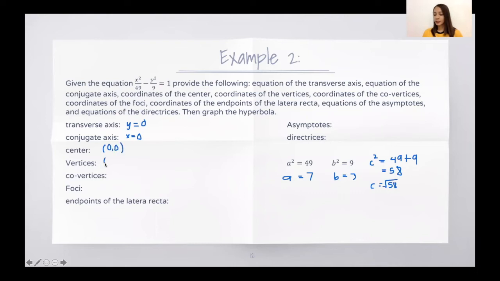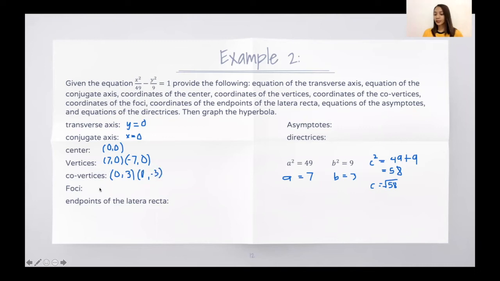Vertices, to find the vertices, we have positive, negative, a, 0. So a is 7, 0, and then negative 7, 0. To find the co-vertices, we have 0, positive, negative, b. The value of b is 3. So positive 3 and negative 3: 0, 3 and 0, negative 3.